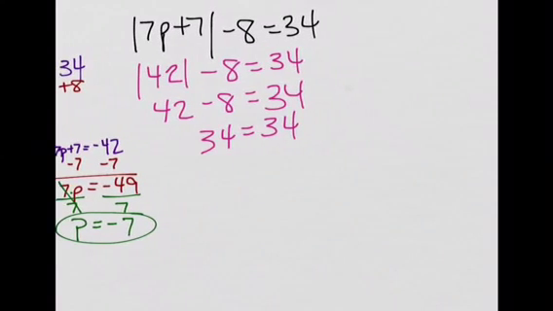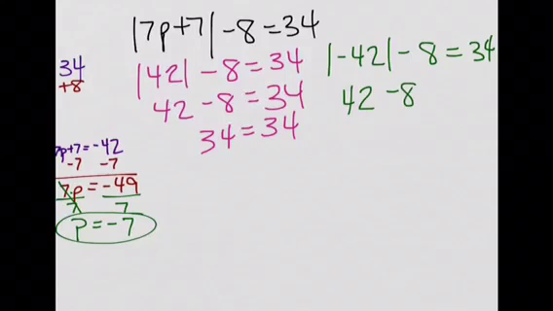Okay, let's slide this over just a little bit, and we'll check negative 7 on the other side here. We'll take the exact same equation, but this time we'll put negative 7 in. So I'm going to get the absolute value of 7 times negative 7, which is negative 49. Plus 7 gives me negative 42. Close my absolute value. We're going to have to take away 8 from that, equals 34. Okay? Absolute value makes everything come out positive. Minus 8 equals 34. And yes, 34 equals 34.